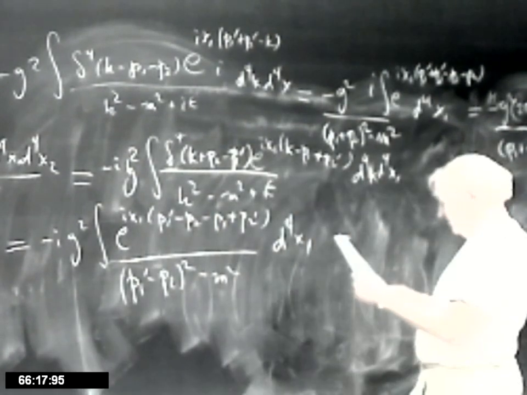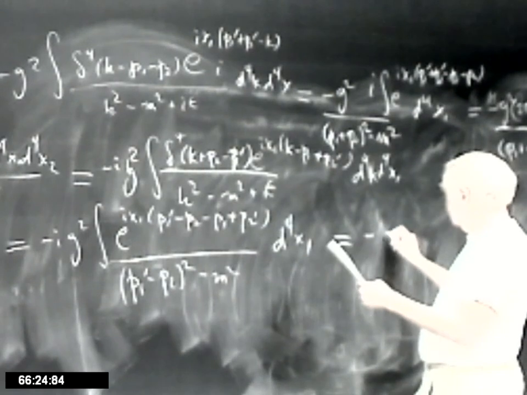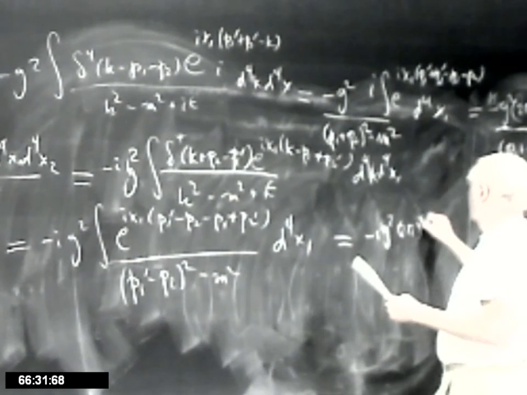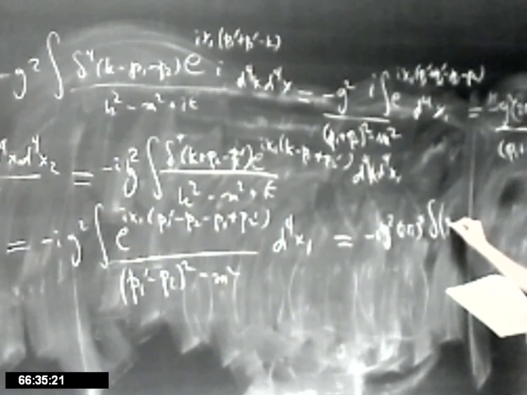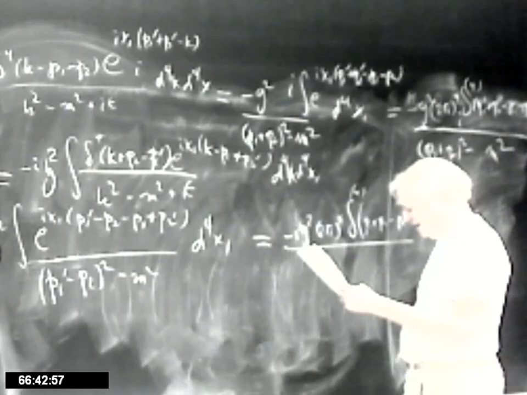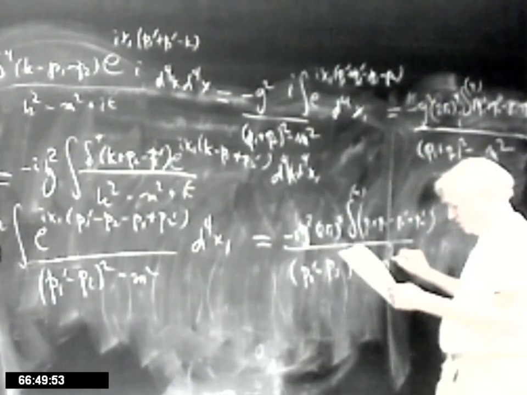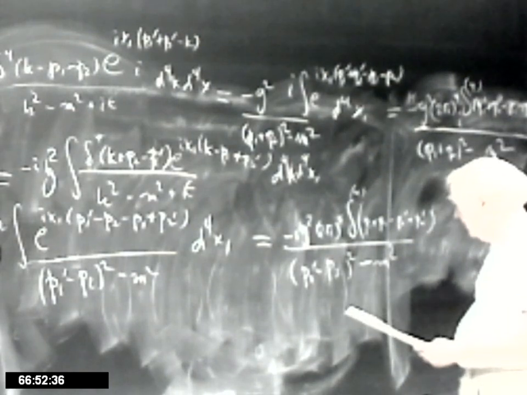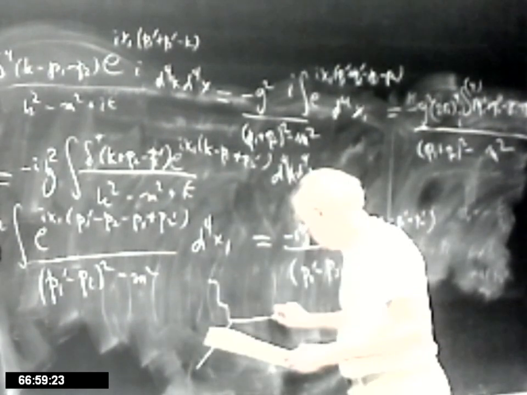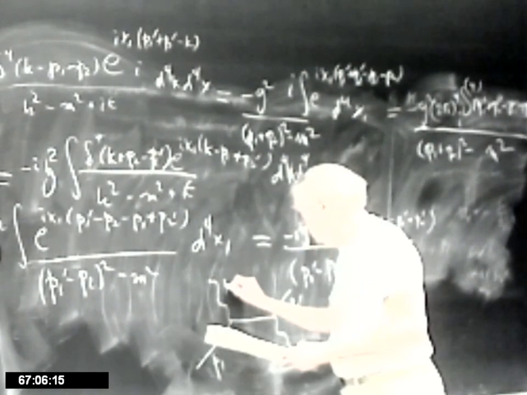And so finally, this is minus i g squared times the 2 pi to the 4 delta 4 of p1 plus p2 minus p1 prime minus p2 prime, and then we're dividing by p1 prime minus p2 squared minus m squared. And the picture here then is p1, p1 prime, p2, p2 prime.